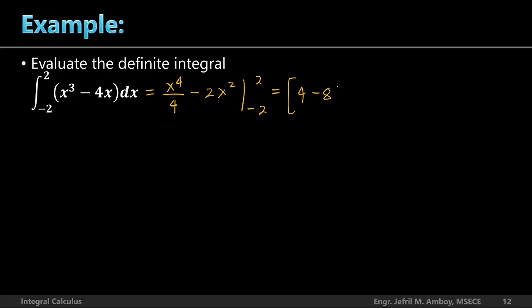Okay, so we have 4 minus 8 minus, so for the lower limit, negative 2. Negative 2 to the 4th is still 16. 16 over 4 is 4 minus, here, 2 times, what is negative 2 squared? 4 pa rin. 2 times 4 is 8. So basically, pag tiningnan mo yan, parehas. Ito at ito parehas. So that will give us 0.